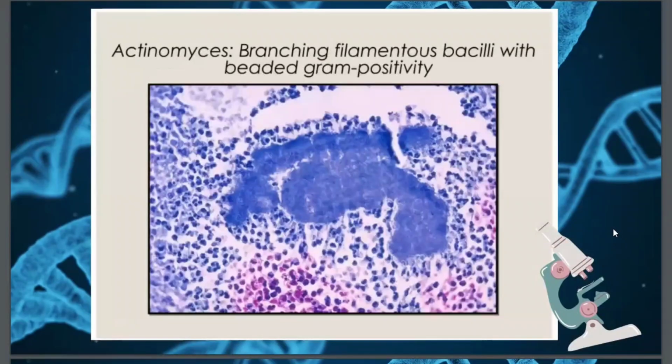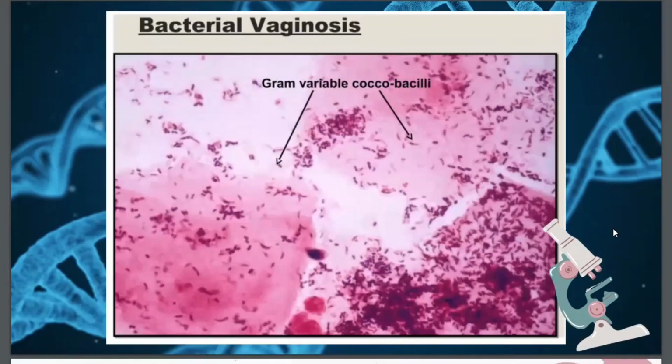Next one is Actinomyces, branching filamentous bacilli with beaded gram-positivity. And in bacterial vaginosis, you can see gram-variable coccobacilli.